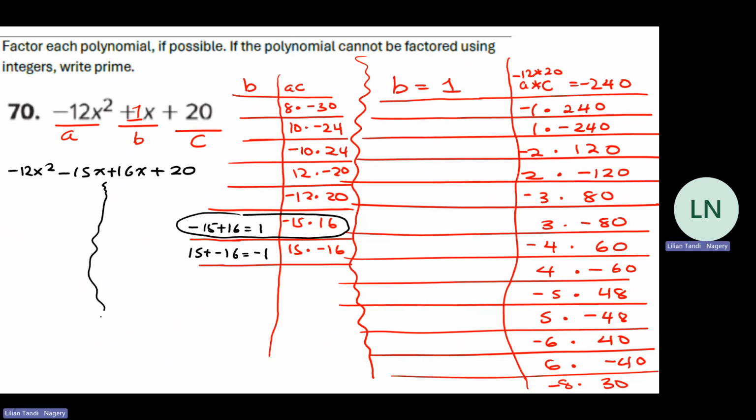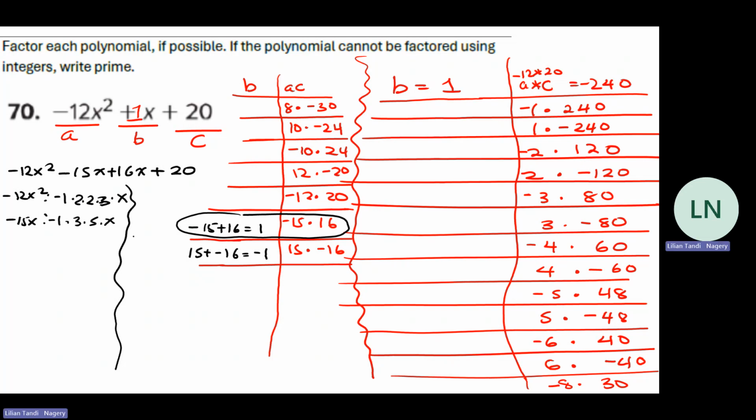Then you're going to break this down. So you're going to have negative 12x squared minus 15x. That one becomes negative 1 times 2 times 2 times 3 times 2 times 3 times x. This one becomes negative 1 times 3 times 5 times x.